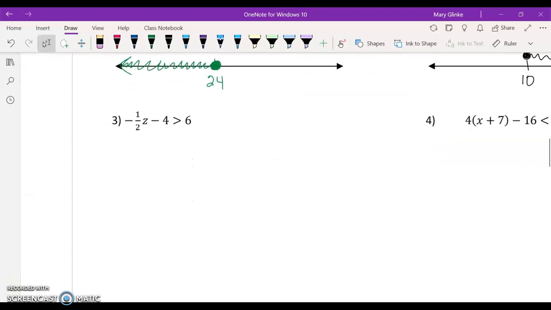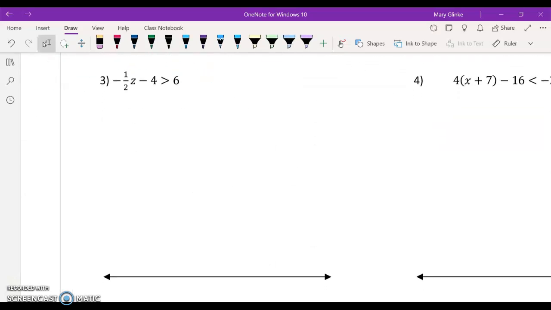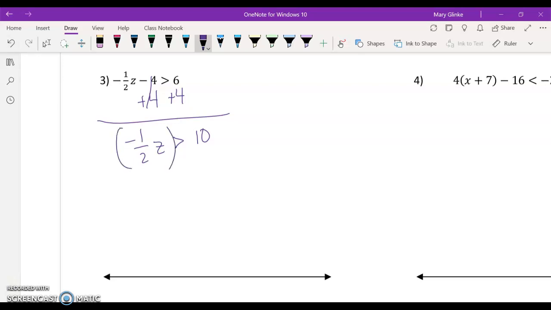So take a look at this next example, 3. So we're going to go ahead and add 4 to both sides. We get -1/2 z is greater than 10. Now to get rid of this, we're going to multiply both sides by -2. And at this point, I want you to put a big star here.